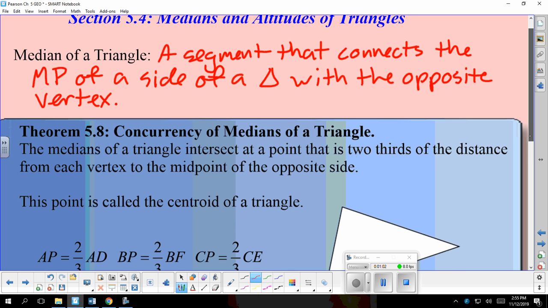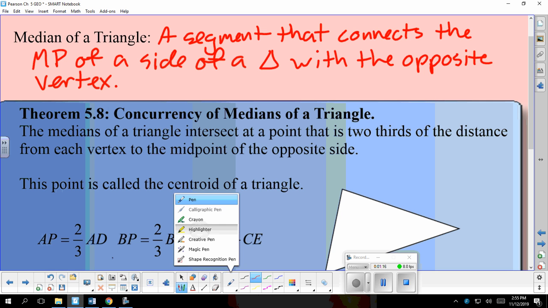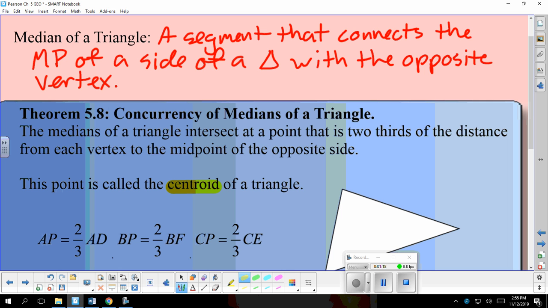So, concurrency of medians in a triangle. They intersect 2/3 of the distance from each vertex to the midpoint of the opposite side. That's called the centroid. So our point of intersection, the centroid, is where the medians intersect, and they're 2/3 the distance from each vertex to the midpoint of the opposite side.